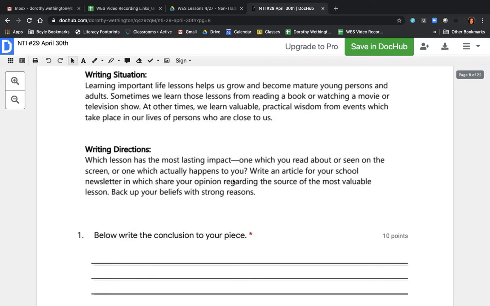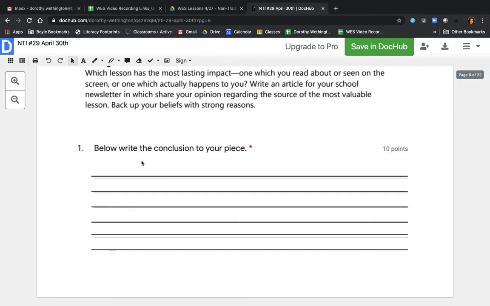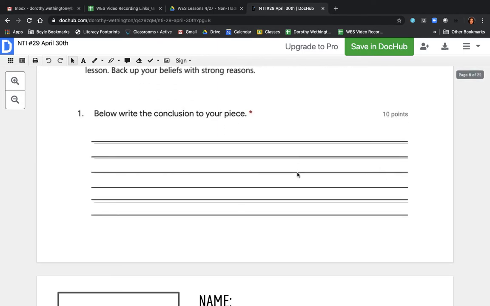Which lesson has the most lasting impact? One which you read about or saw on the screen, or one which actually happens to you? Write an article for your school newsletter in which you share your opinion regarding the source of the most valuable lesson. Back up your beliefs with strong reasons. Below, write the conclusion to your piece.